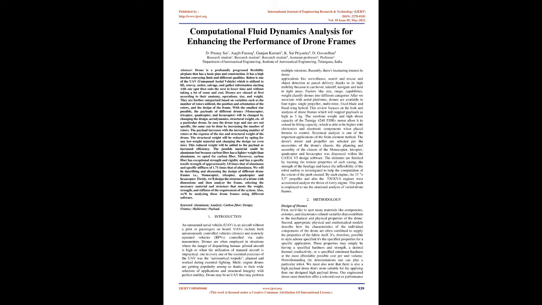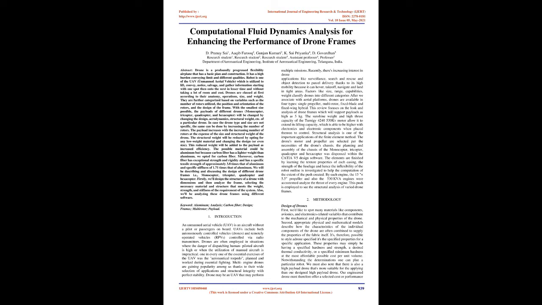1. Introduction. An unmanned aerial vehicle, UAV, is an aircraft without a pilot or passengers on board. UAVs include both autonomously controlled vehicles, drones, and remotely operated vehicles, RPVs, controlled via radio transmitters. Drones are often employed in situations where the danger of dispatching human-piloted aircraft is high or when the utilization of manned aircraft is impractical. One of the essential exercises of the UAV was the aeronautical torpedo, planned and worked during essential fighting.